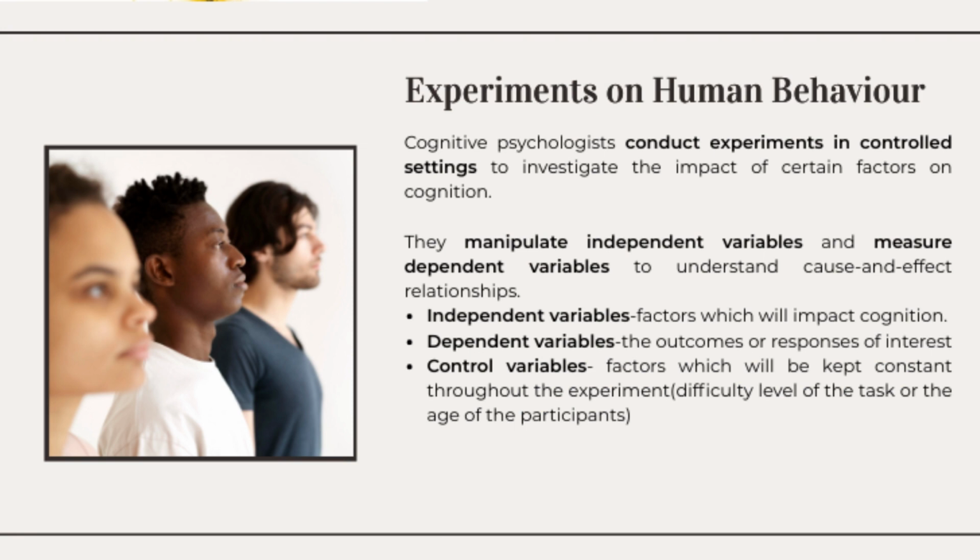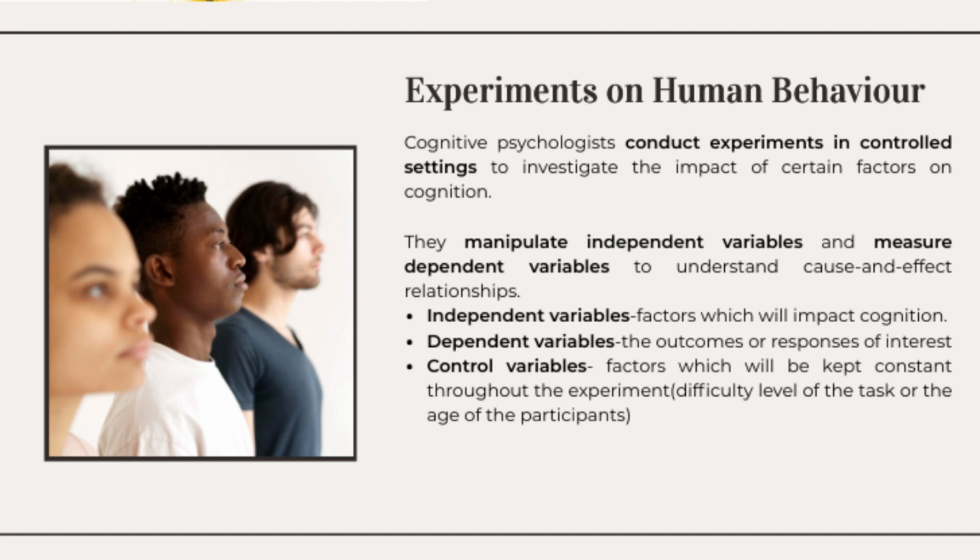That is, experiments that are conducted in a laboratory. In these experiments, cognitive psychologists design controlled settings, often within a laboratory environment, to investigate how certain factors influence cognitive processes. The researchers carefully manipulate independent variables, which are the factors they believe will impact cognition. So what is an independent variable? These are the factors they believe will impact cognition, while closely observing and measuring dependent variables. So what is a dependent variable? These are the outcomes or responses of interest.